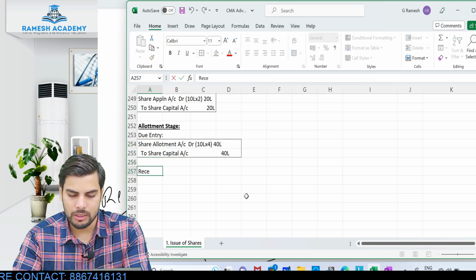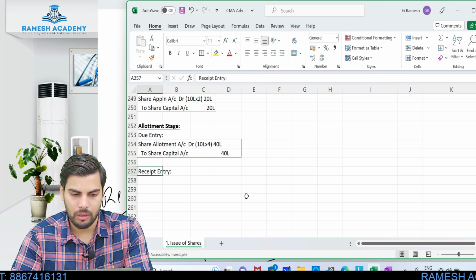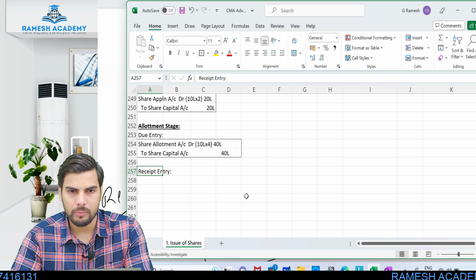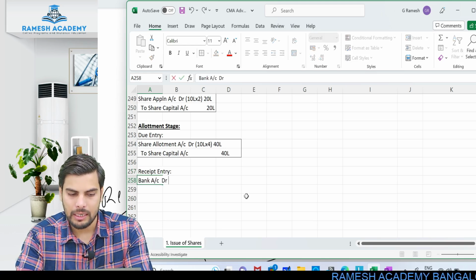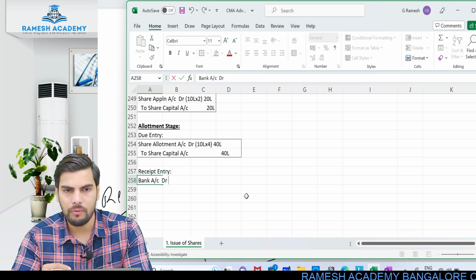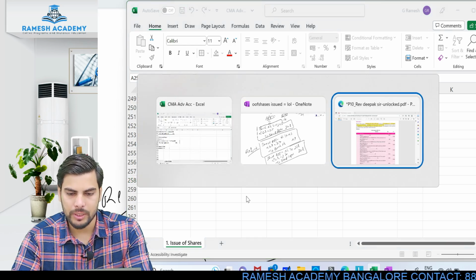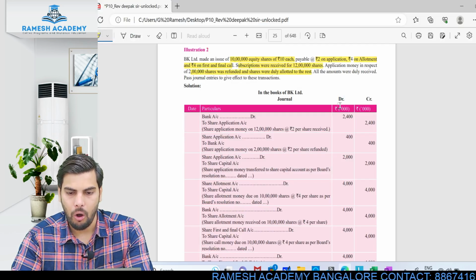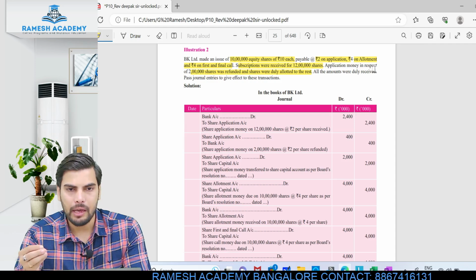Now what would be the receipt entry? When we actually receive the amount. Okay, so at the time of allotment stage, the entry would be like this: bank account debit, any receipt entry for that matter. Okay, so whenever we are receiving this particular amount, we just need to debit the bank account. They have clearly mentioned, if you guys just go through the question, all the amounts were duly received. So they have clearly mentioned at the end that entire amount was already received. Okay, so there was no arrears.